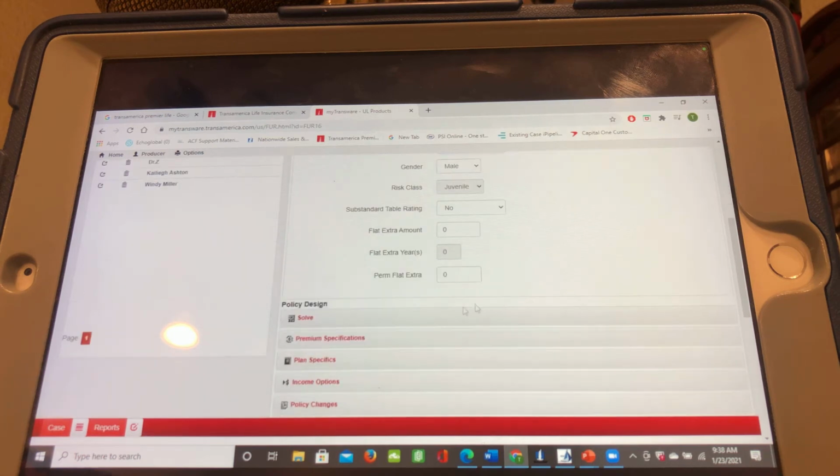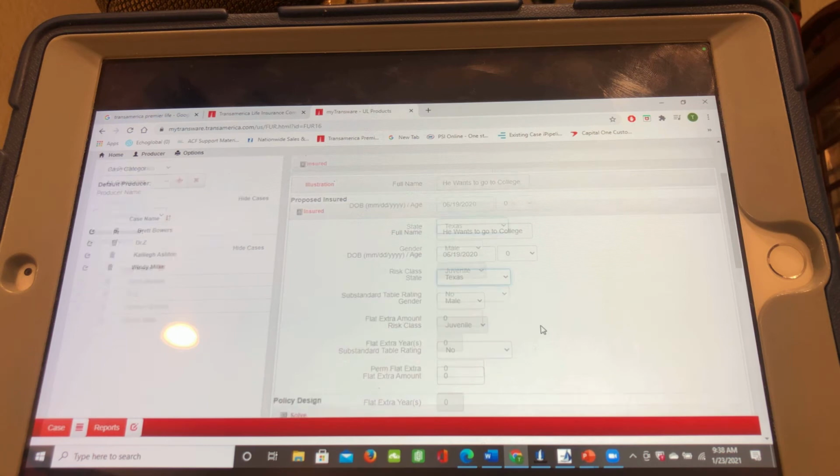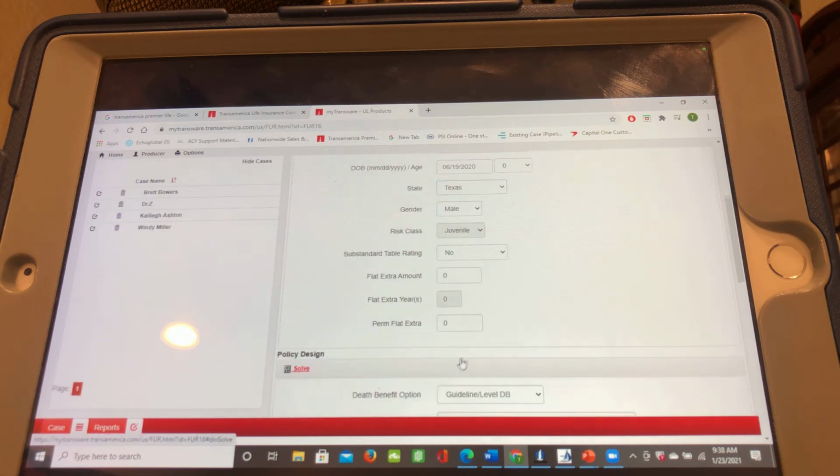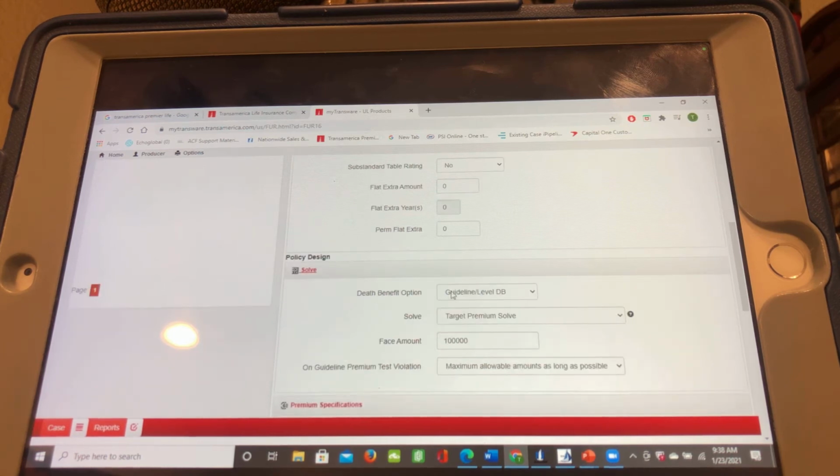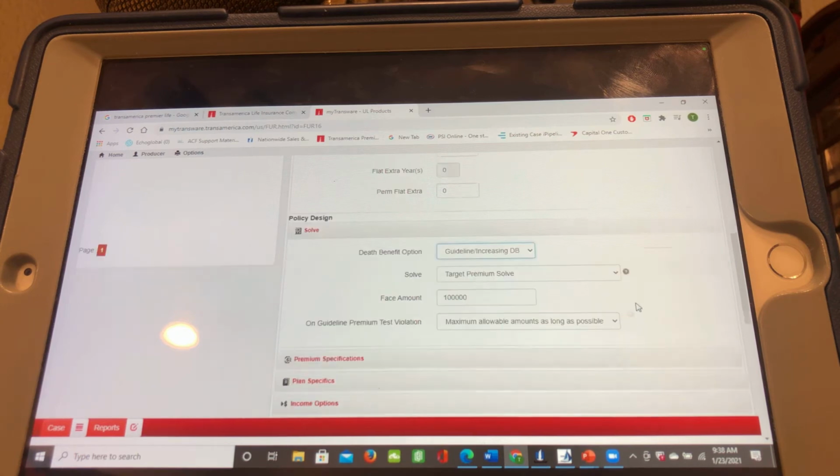All right, so what we're going to do, we enter his information in. And you see the risk class is juvenile, so we don't get to pick that. They automatically know it's a juvenile. Okay? We can do the same things. We can go ahead and change this. Increasing.